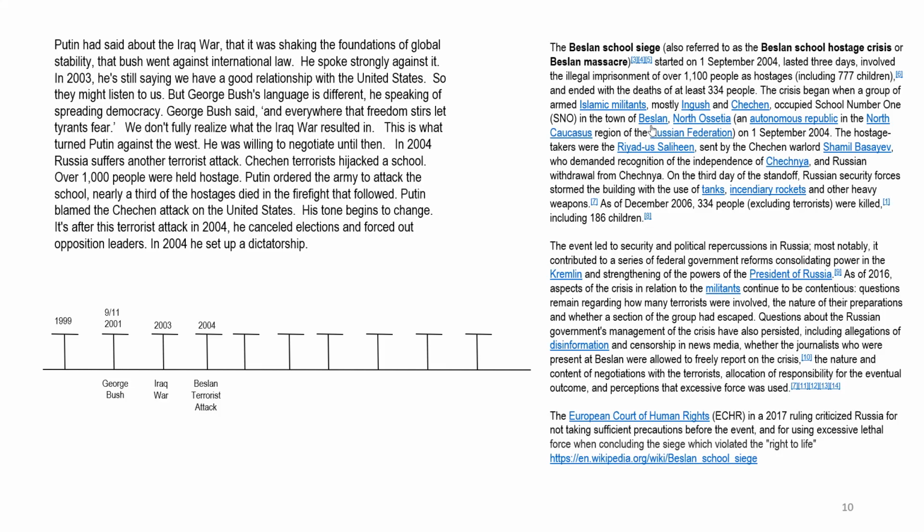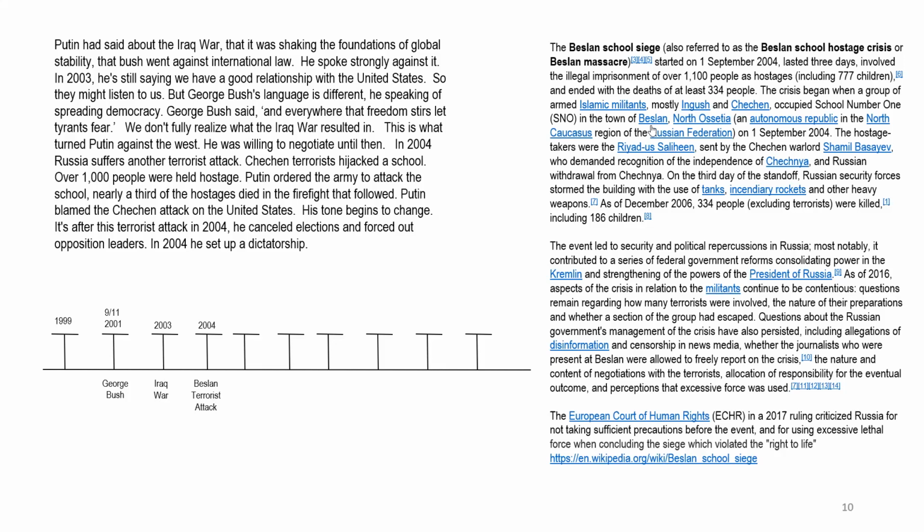On the 3rd day of the standoff, Russian security forces stormed the building with the use of tanks, incendiary rockets, and other heavy weapons. As of December 2006, 334 people, excluding terrorists, were killed, including 186 children. The event led to security and political repercussions in Russia, most notably. It contributed to a series of federal government reforms, consolidating power in the Kremlin and strengthening the powers of the president of Russia.